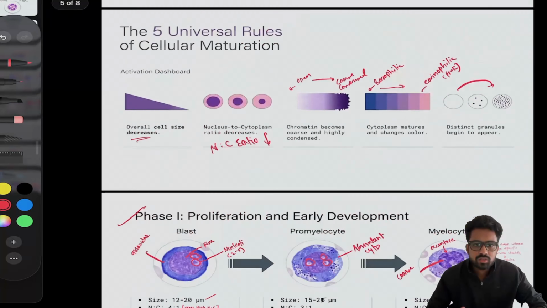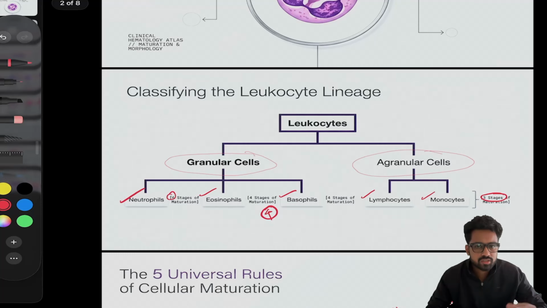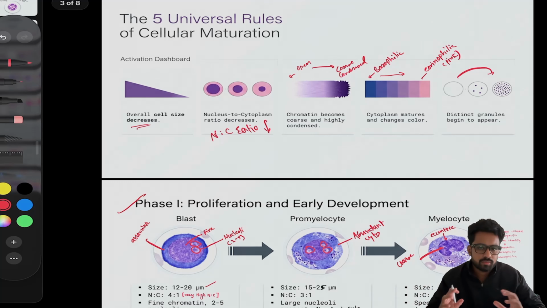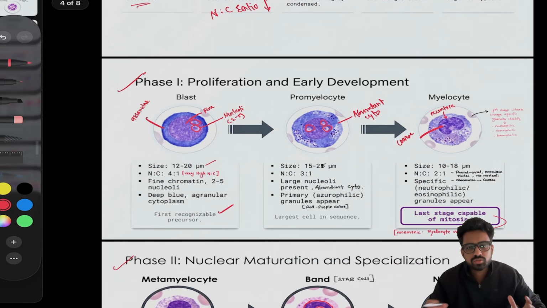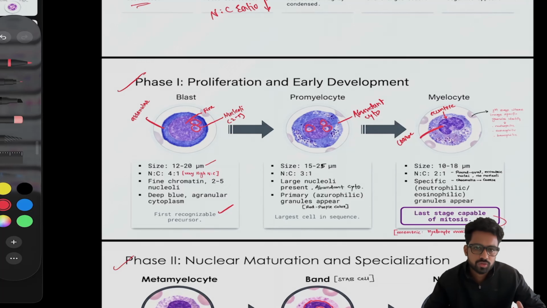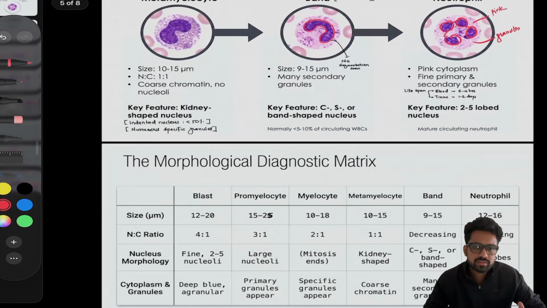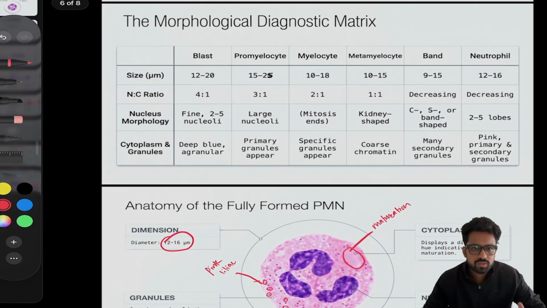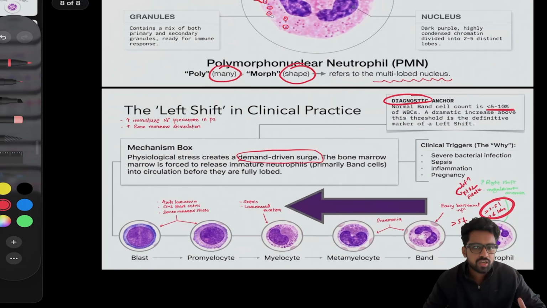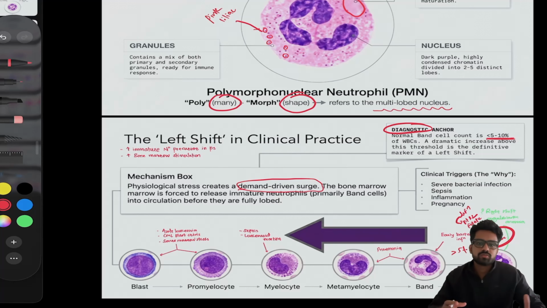So in this video, we learned leukocytes divided into granular and agranular. Then 5 universal rules of cellular maturation, very important. Then maturation from the most immature cell blast up to the mature cell neutrophil. And this is the chart, important for you guys. Next is the fully formed polymorphonuclear neutrophil and the very important left shift in clinical practice. So I hope this will help you in your future peripheral smear examination. All the best. Thank you.